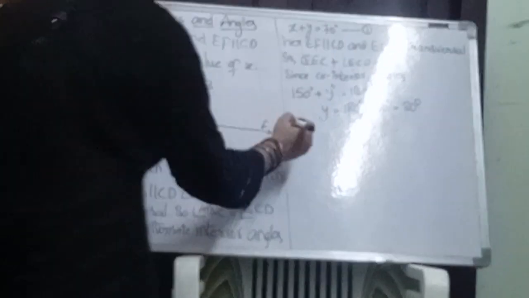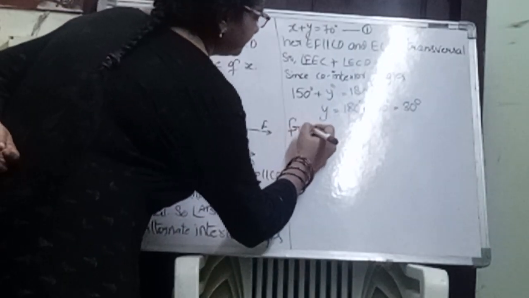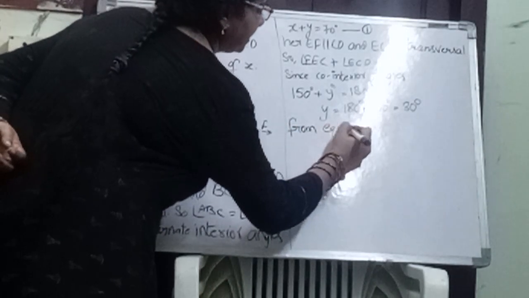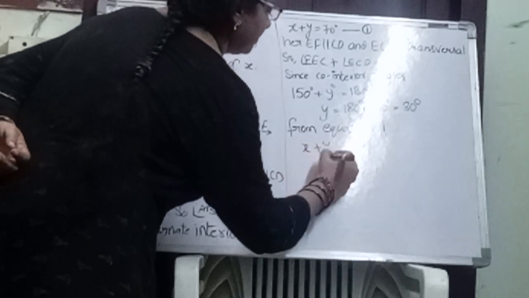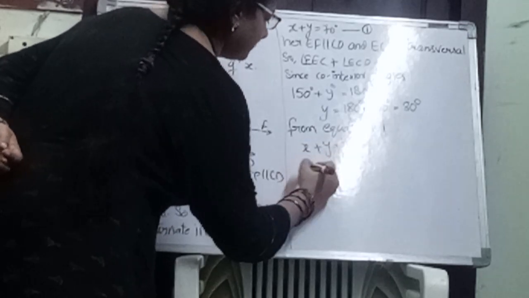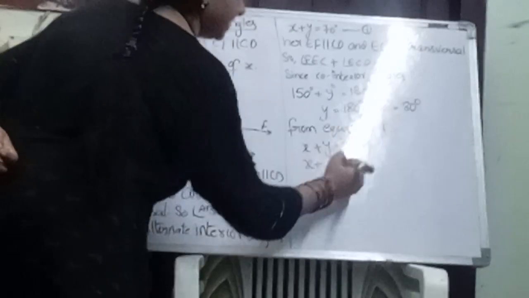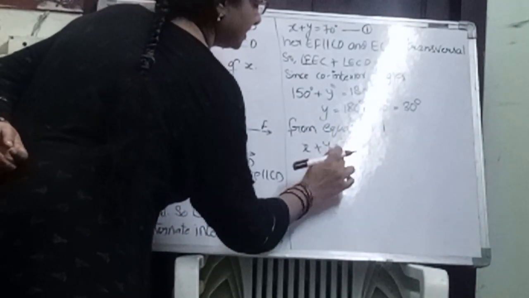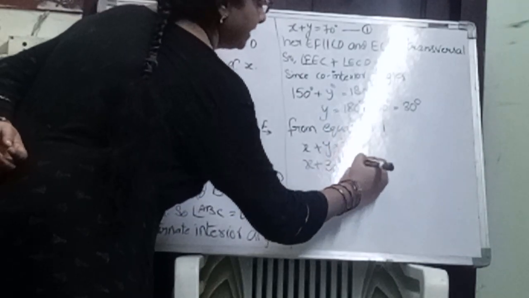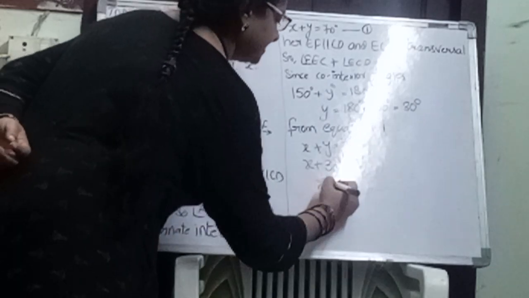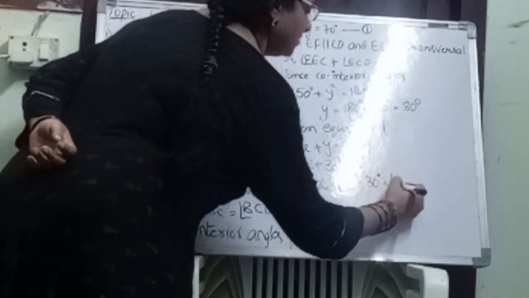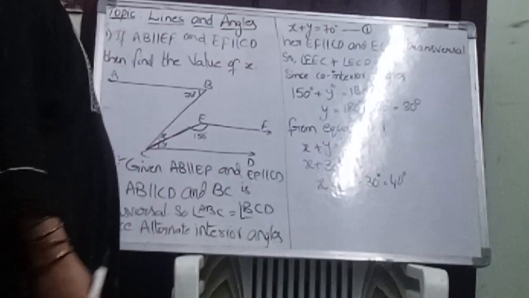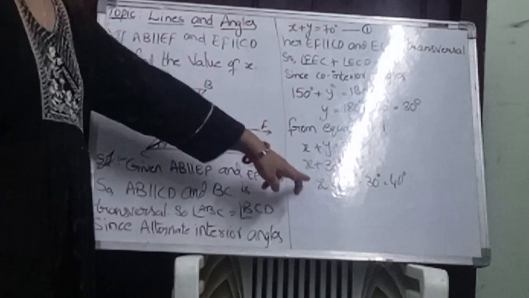Now using equation 1, from equation 1, X plus Y is equal to 70. We know the value of Y. What is the value of Y? 30. X plus 30 degrees is equal to 70 degrees. So X is equal to 70 degrees minus 30 degrees, that is equal to 40 degrees. Okay.